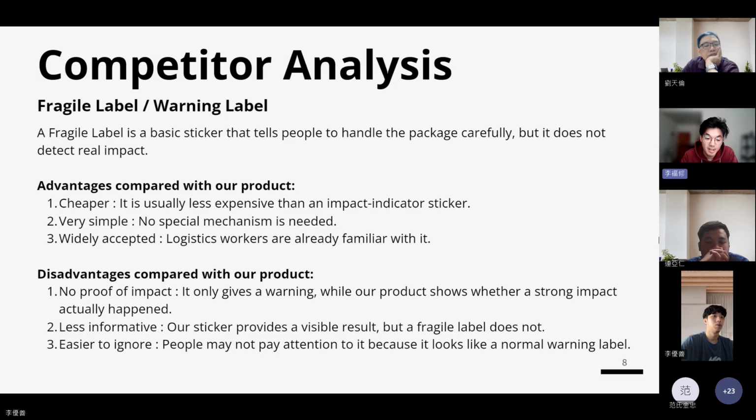And for the fragile labels, the advantage is they are cheap, simple, and easy to use. But the main weakness is they do not detect the real impact. And they also do not provide proof when the package is dropped or hit. So our product improves this by giving a visual result after a strong impact.